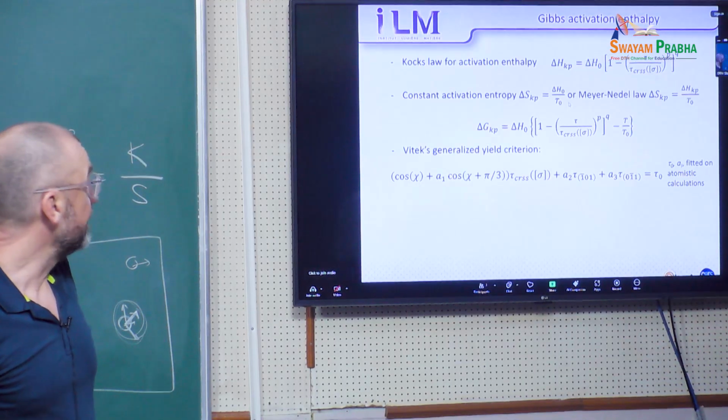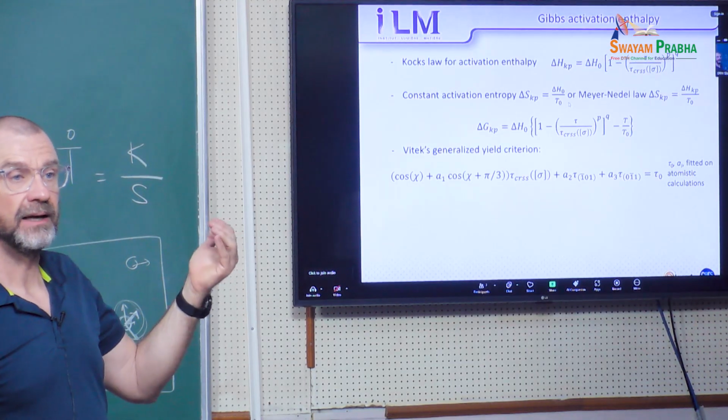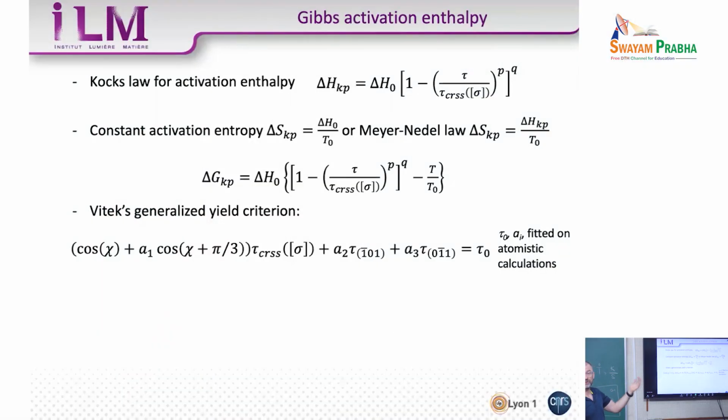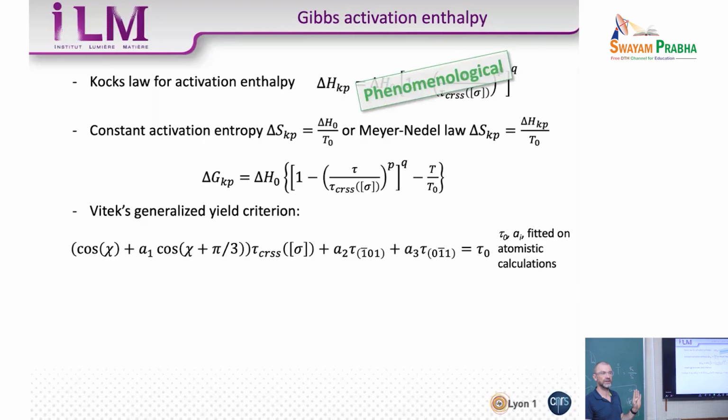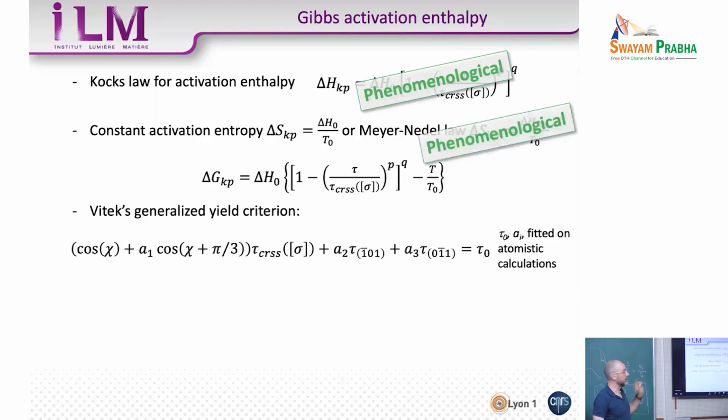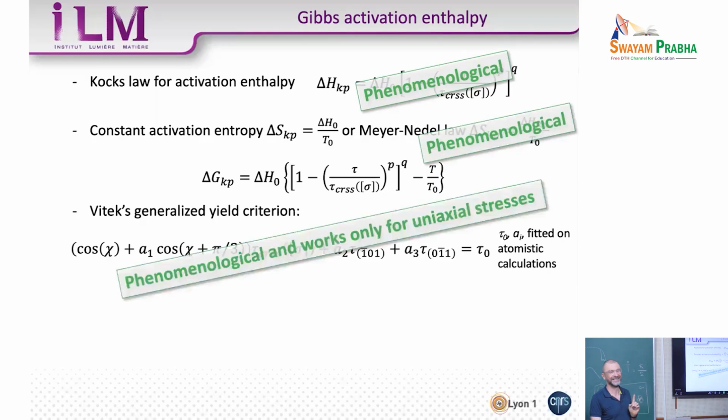Now, these parameters, you can get them either by comparing with experiments or with MD or atomistic simulations. But you should keep in mind that the first law, Kocks' law, is phenomenological. The second, Meyer-Neldel law, is phenomenological. The third law that is used is also phenomenological. So everything, I mean, they make sense, but there's no physical ground to justify these laws.